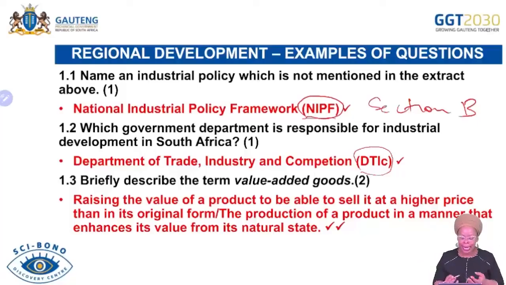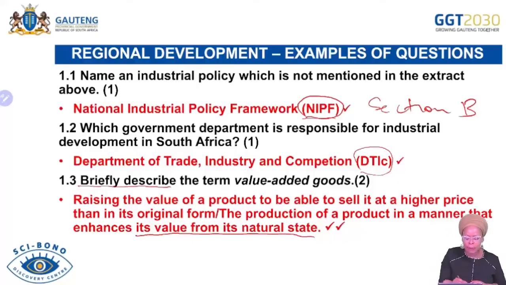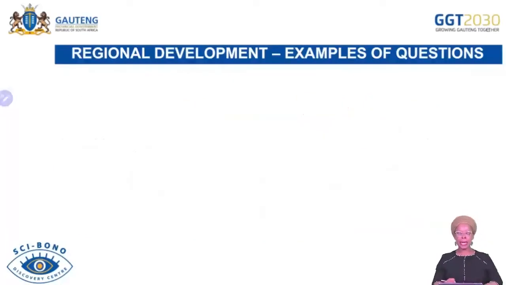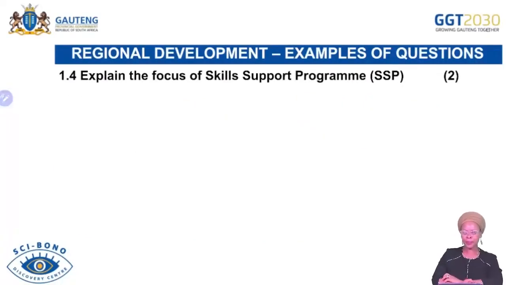Or you can write that the production of a product in a manner that it enhances its value from its natural state. Okay, hence it is written briefly describe. You don't have to write it as it appears in your textbook. Briefly describe means that you are given the opportunity to even describe it in the manner that you understand it. You don't have to reproduce it as it appears in your textbook.